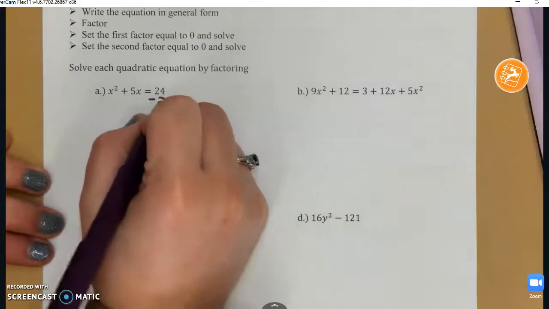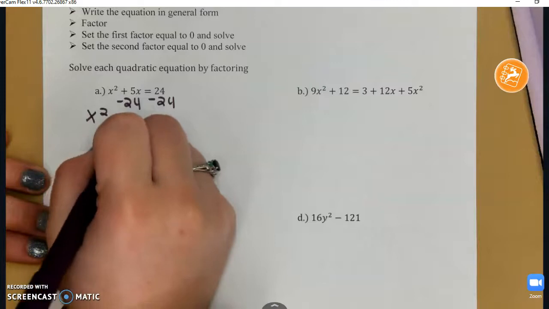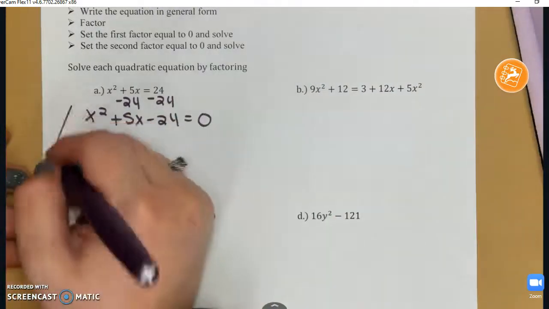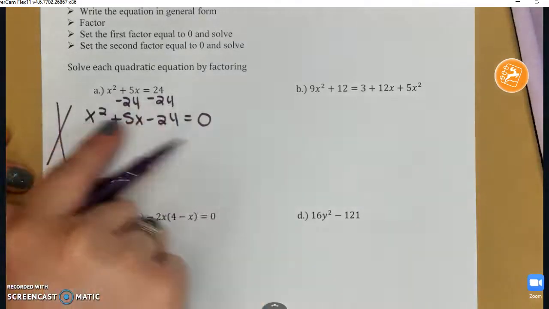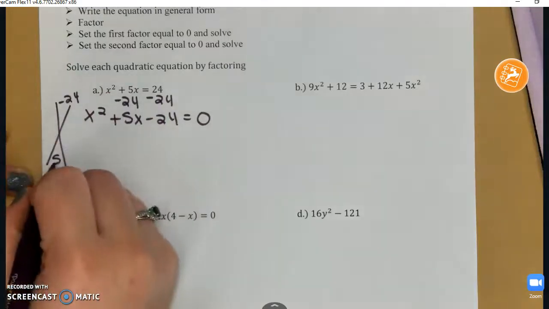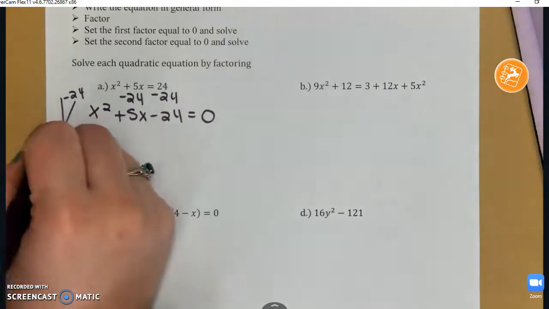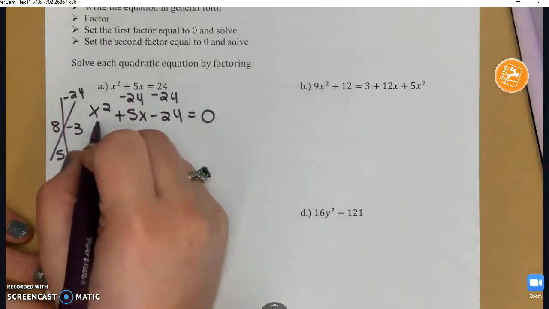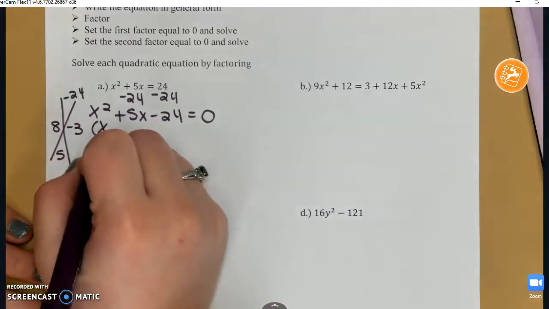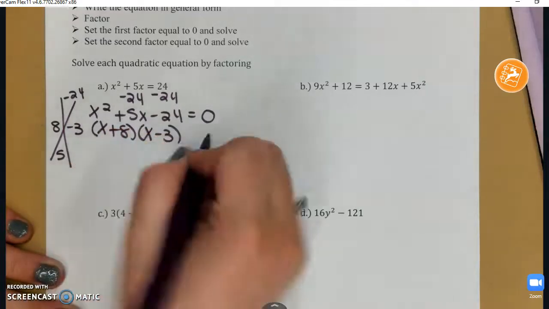First, I need this in general form, so I'm going to move the 24 over. And I'll have x squared plus 5x minus 24 is equal to 0. Then to factor that, I'm going to use my x method. 1 times negative 24 is negative 24. B is 5, so I need two numbers that multiply to negative 24 and add to 5. That is going to be 8 and negative 3. So A is 1 here, so I don't need to worry about dividing. And my factored quadratic is going to be x plus 8 times x minus 3.